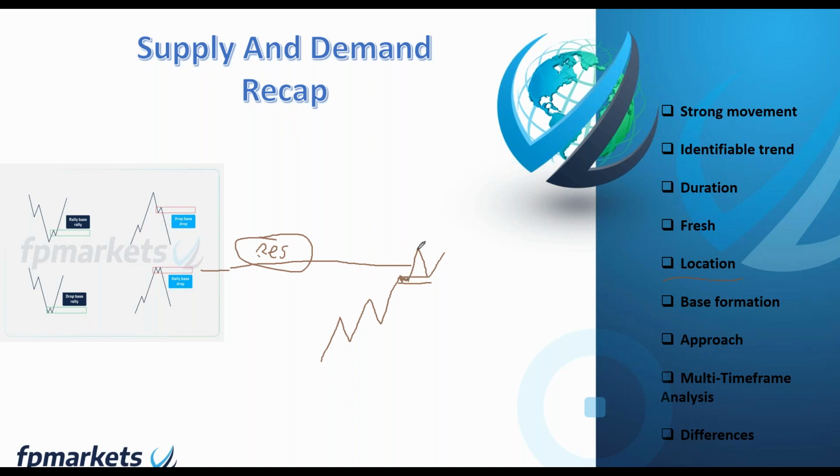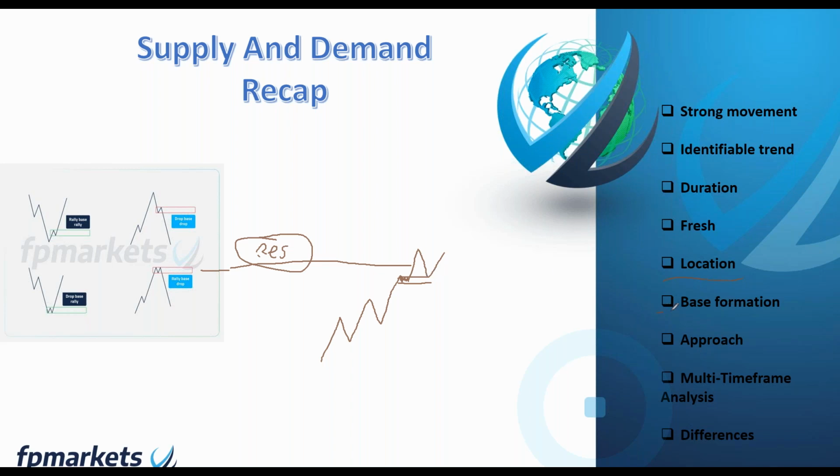Now, if this decision point was to break through that, we know there's a high probability that this inefficient move that broke through is going to fill, and likely give us a reasonably decent trade.